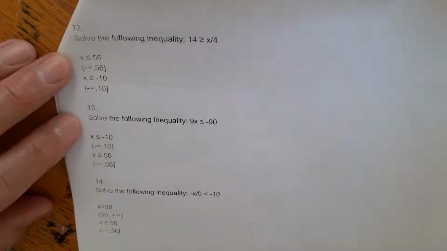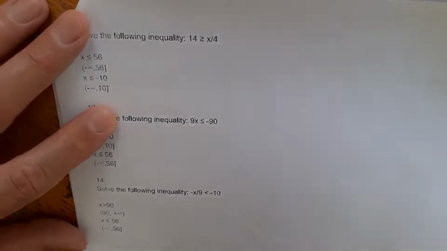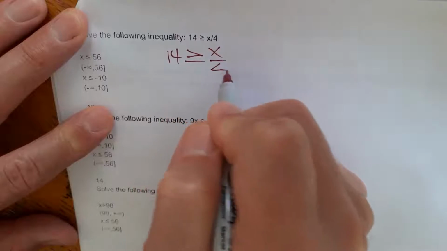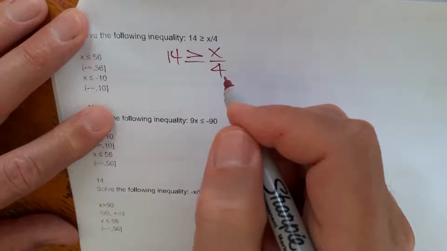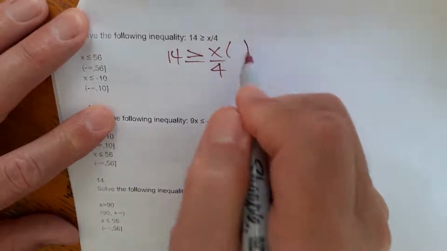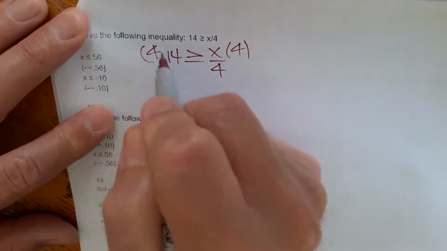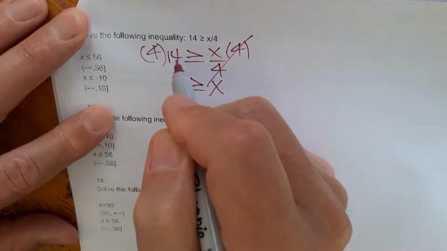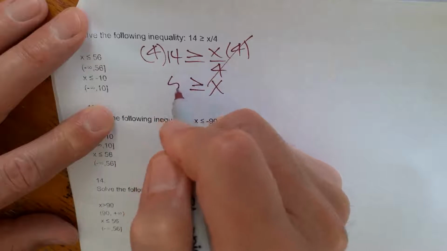And it looks like we only have 3 problems here, so we'll take a little bit of time for each of these. Let's do 14 is greater than or equal to x over 4. So we know to solve this like a regular equation, we'd multiply both sides by 4. The 4's cancel out. X is less than or equal to 4 times 14, which is 56.